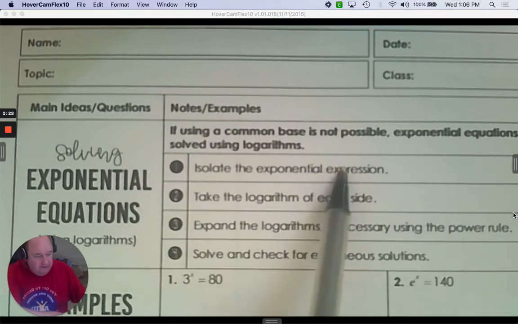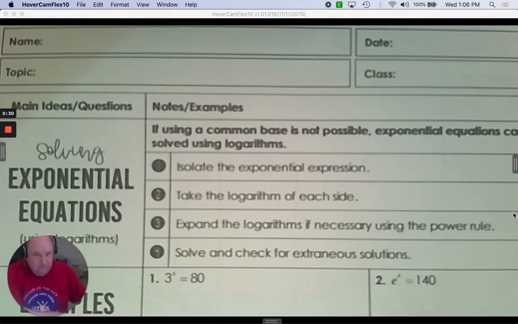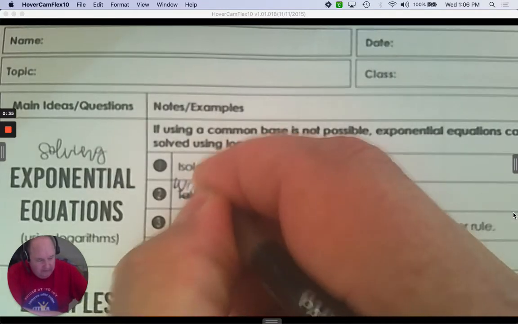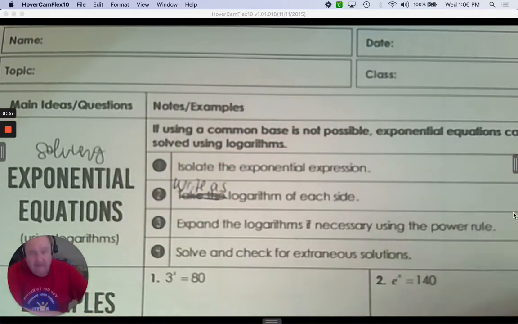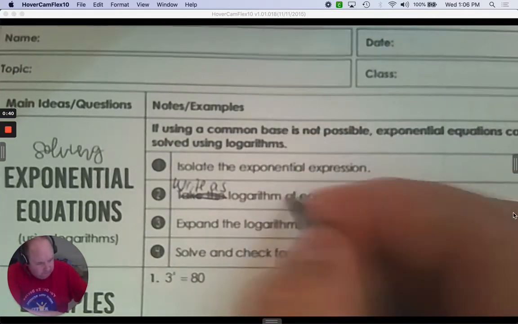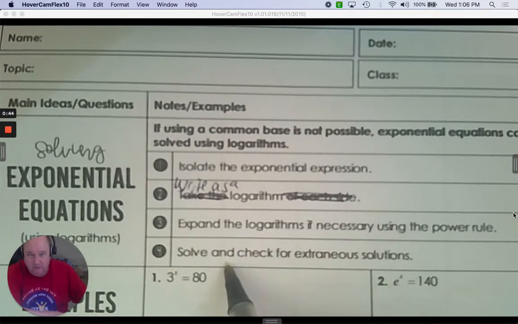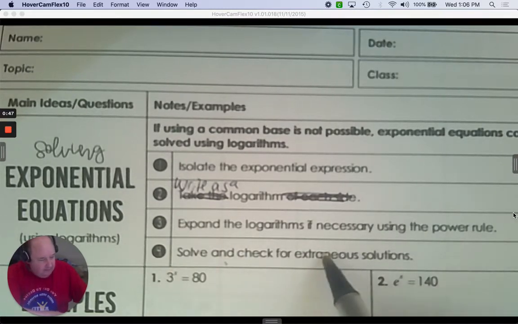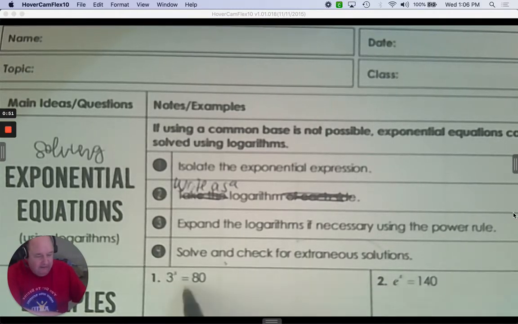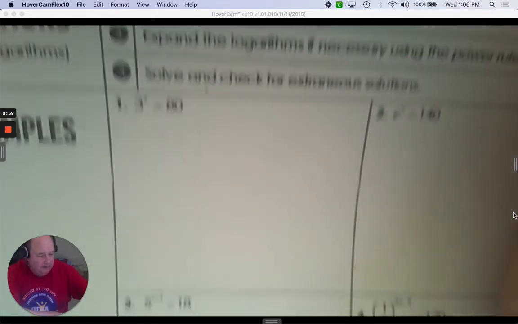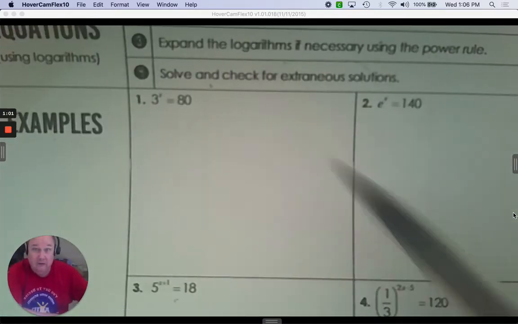Okay, so if using a common base is not possible, then this is how we're going to solve it. We're going to isolate the exponential expression. Now, we're going to write it as a logarithm. So rather than say take the logarithm, we're going to write as a logarithm. And then we're going to solve it from there. And again, the extraneous solutions, because it's an exponential equation, the variable can be anything. It can be positive, negative, and so on. So we don't have to worry about extraneous solutions here for exponential equations because the domain is all real numbers.